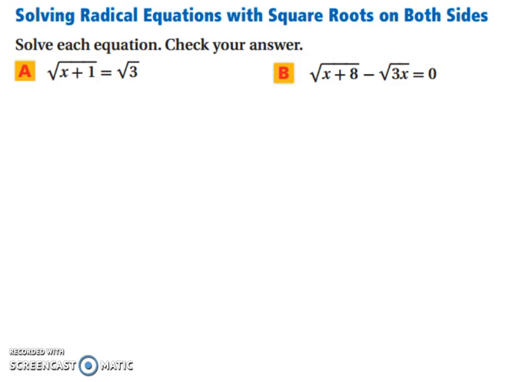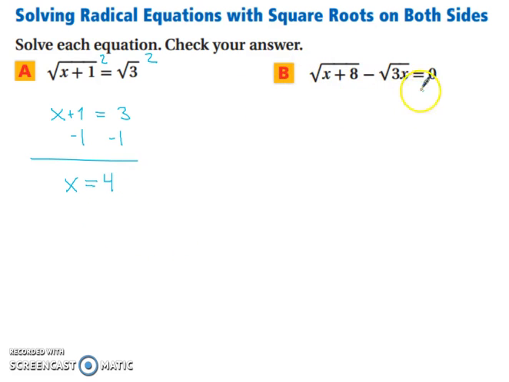So now let's try solving radical equations with square roots on both sides. So we have the square root of x plus 1 equaling the square root of 3. When you have a square root on both sides, and it's all by itself on each side, we can square both sides. So now we have x plus 1 equals 3. And then you can subtract 1 from both sides and end up with x equaling 4.